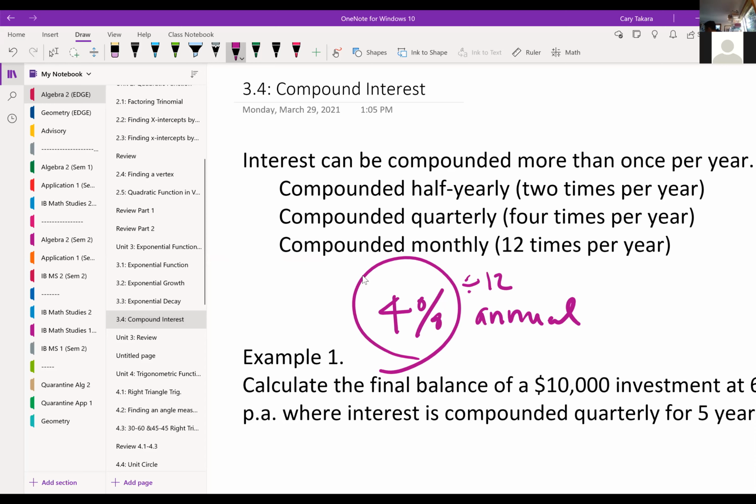Let's do that. 4 divided by 12 is like 0.33. You only get 0.33% for just 1 month. But for the next month, you're also going to get 0.33%. If you do that 12 times, you will get the total of 4%. So is the answer going to be the same? What do you guys think?